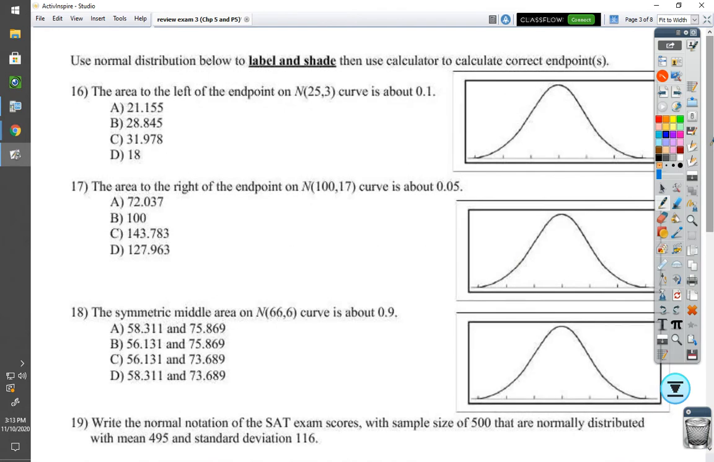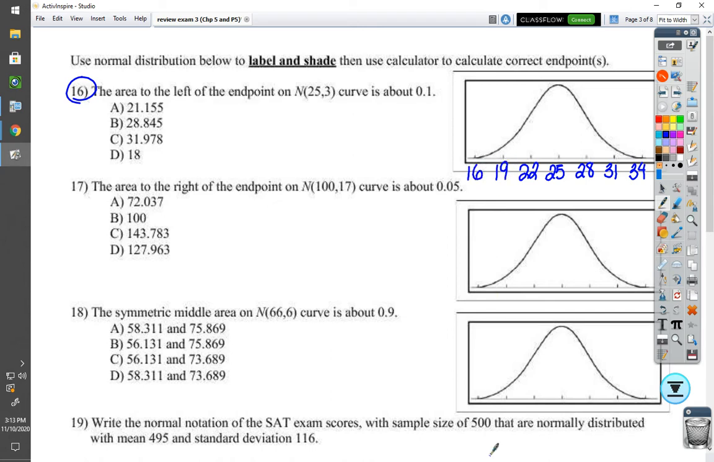How about number 16? Again, we're doing the area to the left of the endpoint at 25 and 3. So first of all, I'm going to take the 25 and put it in the center because I'm supposed to label it. That means I have to go up to 28, plus 3, up to 31. If I went another one, I'd be at 34. Going downward, I'm going to be at 22. Take away 3 more, I'm going to be at 19. Take away 3 more, I'm going to be at 16.